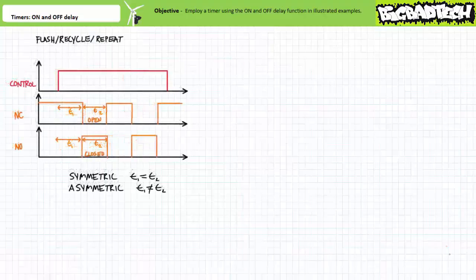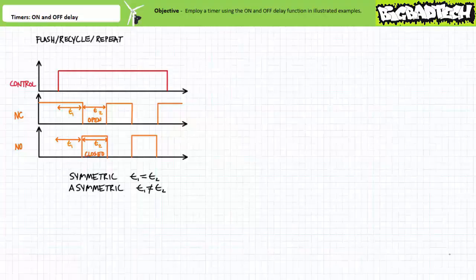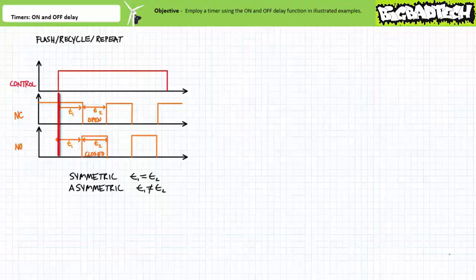Compare this behavior to a timer executing the flash function, sometimes called repeat or recycle. A timing diagram of a timer executing the flash function would look like this. When the controlling input is energized at this instant here, the associated contacts continuously alternate between the activated and deactivated state with a measurable period.